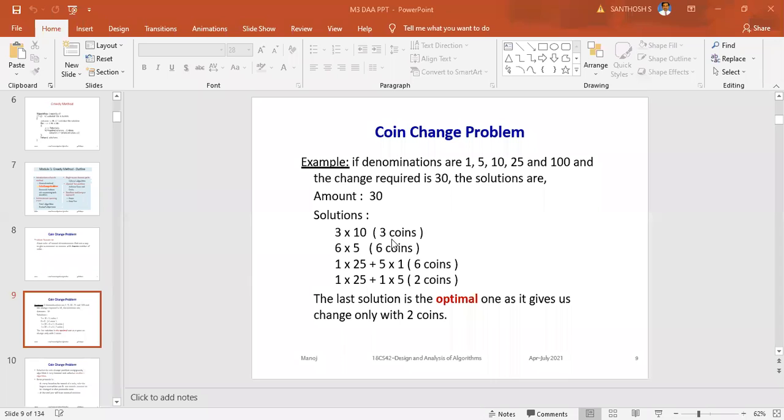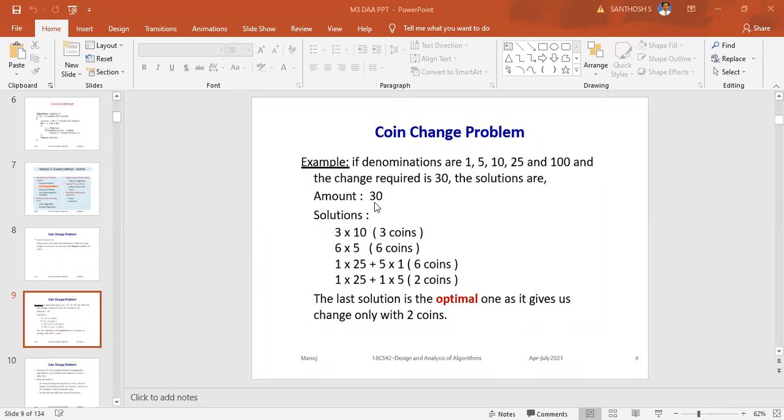So can anybody tell? So 1 rupee coins, 30. Okay. 5 rupee coins, 6. 10 rupee coins, 3. 25 rupee coin, it requires 6 coins. And 100 rupee coin, no, because the amount is 30. If you require 100, it doesn't fit. If it is greater than 100, if it is 130, then you have used 100. But here the amount is less than the denomination.